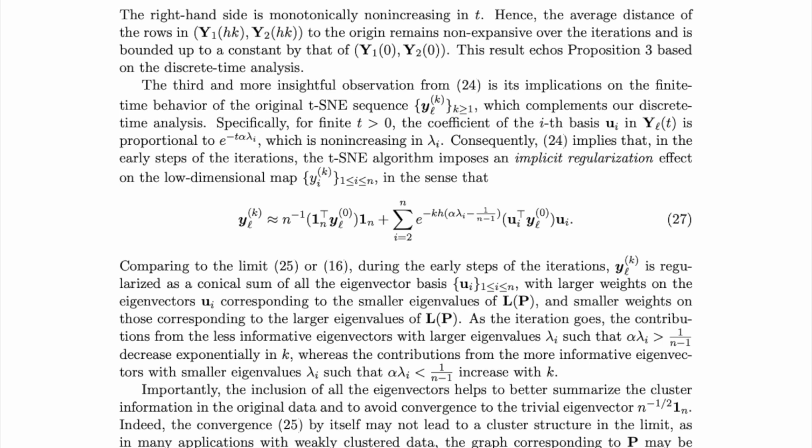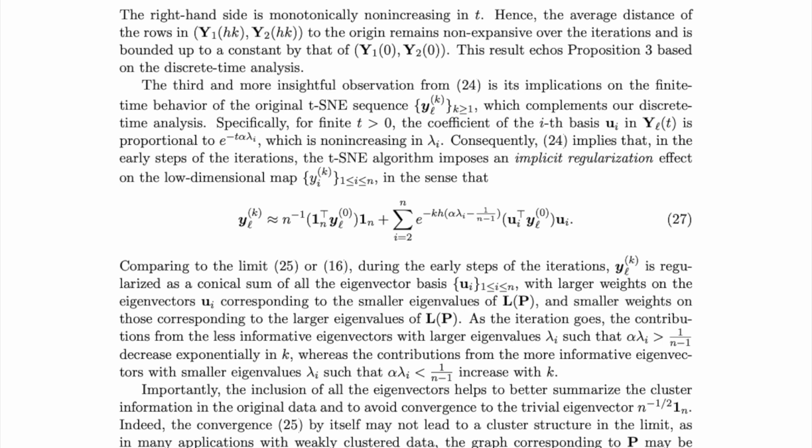As the iteration goes, the contributions from the less informative eigenvectors with larger eigenvalues lambda_i, such that lambda_i is greater than 1/(n-1), decrease exponentially in k, whereas the contributions from the more informative eigenvectors with smaller eigenvalues lambda_i, such that lambda_i is less than 1/(n-1), increase with k. Importantly, the inclusion of all the eigenvectors helps to better summarize the cluster information in the original data and to avoid convergence to the trivial eigenvector n to the minus 1/2 times 1_n.